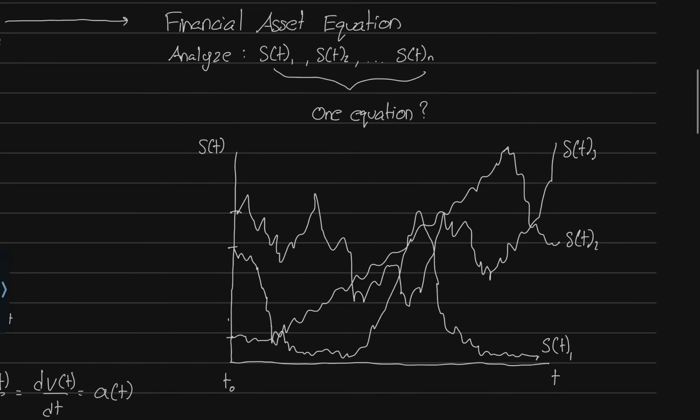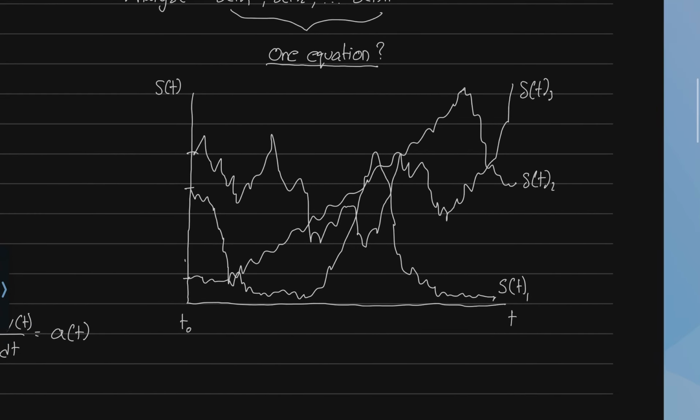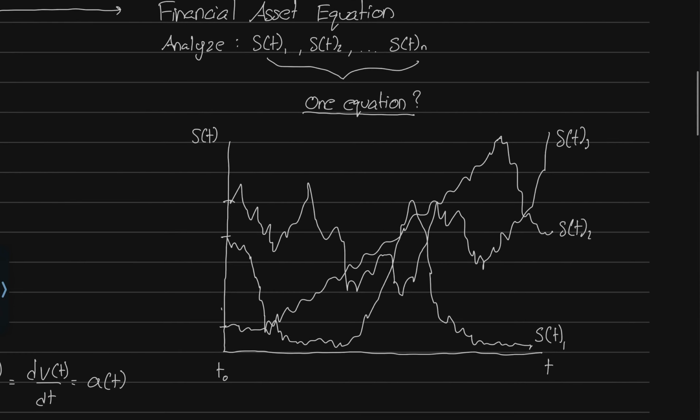So going back to the question, we want to find one equation with parameters that we can choose, such as x naught, v naught, and a naught, to calibrate and represent all of these stock prices. And in the next video, we'll be discussing how we can go about doing that.